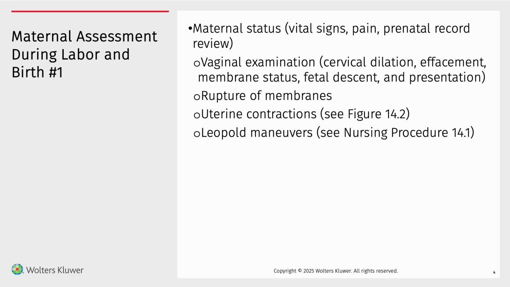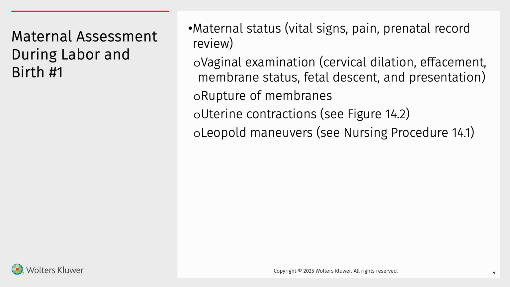Next, the vaginal examination, which is typically performed periodically or as needed based on the progression of labor. You'll need to assess cervical dilation, effacement, membrane status, like whether the amniotic sac is intact or ruptured, fetal descent, and fetal presentation, whether the fetal head is down or presenting another body part first. Always perform this examination with sterile technique to reduce the risk of infection.